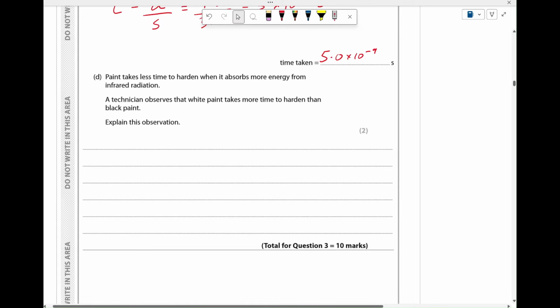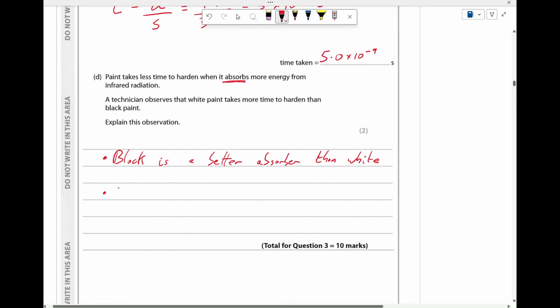Okay, paint takes less time to harden when it absorbs more energy. We observe that white paint takes more time to harden than black paint. Okay, so this is going to be to do with black being a better absorber. It's all about absorbing energy here. So black is a better absorber, it's a better emitter as well, but we're talking about absorption here. Black is a better absorber than white.